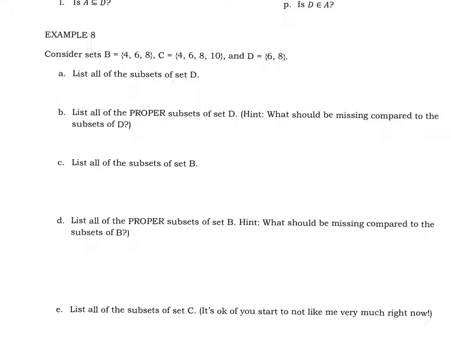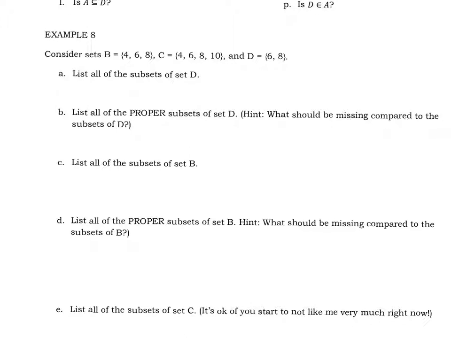Now, from what we have learned before, we should expect one less proper subsets than subsets, correct? Because you cannot include the set itself in proper subsets. All right, for example 8a, they want us to consider set D, and they want us to list all the subsets. Now, it's best to go about this in a very methodical way.